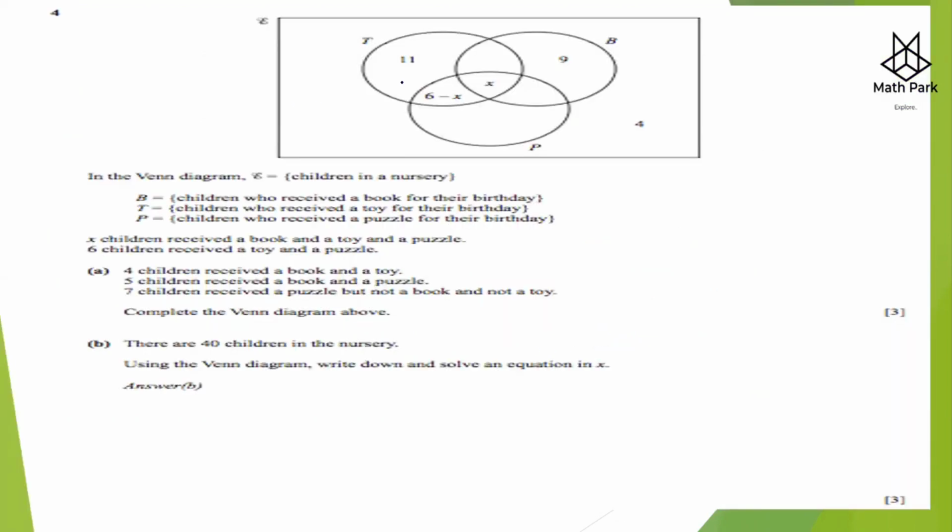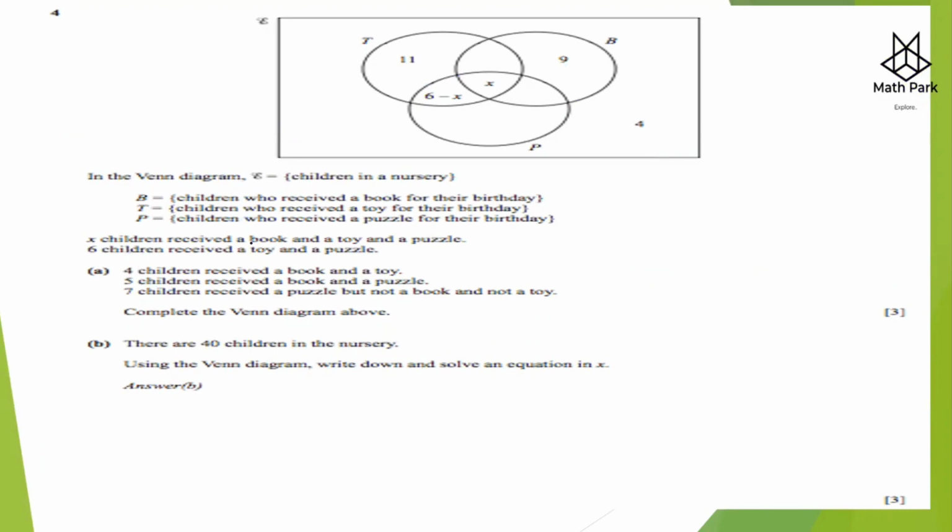For the first question, you are given a Venn diagram, a set showing children in a nursery. B is a set of children who received a book for their birthday, T is a set of children who received a toy for their birthday, and P is a set of children who received a puzzle for their birthday. There are four children who did not receive anything.